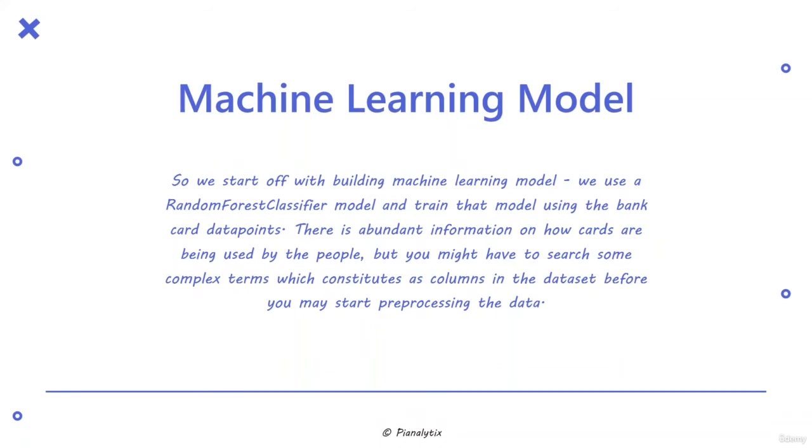So the first part: we start off with building a machine learning model, and we use a random forest classifier model and train that model using the bank card data points. There is abundant information on how cards are being used by the people, but you might have to search some complex terms which constitute columns in the dataset before you may start preprocessing the data.